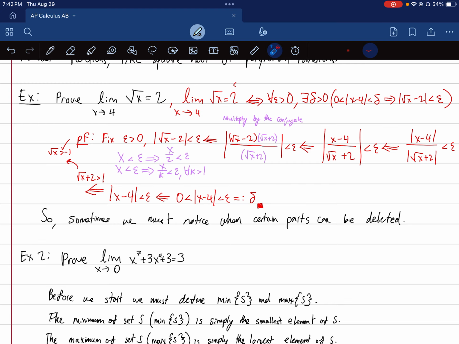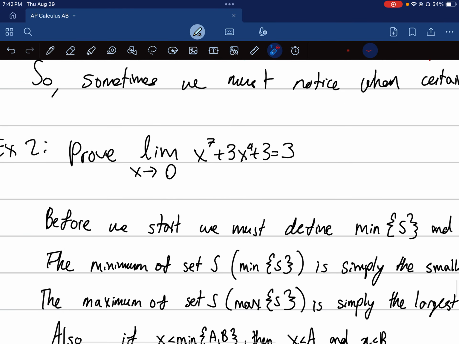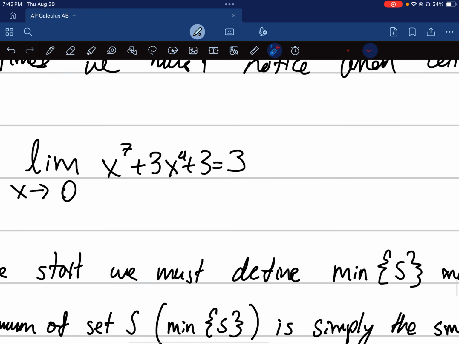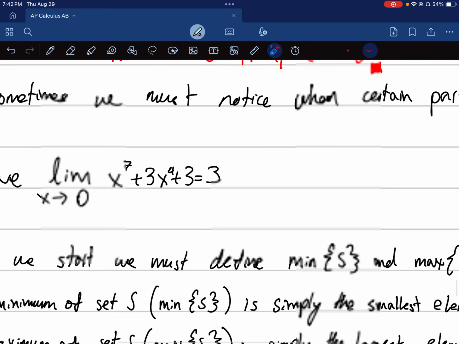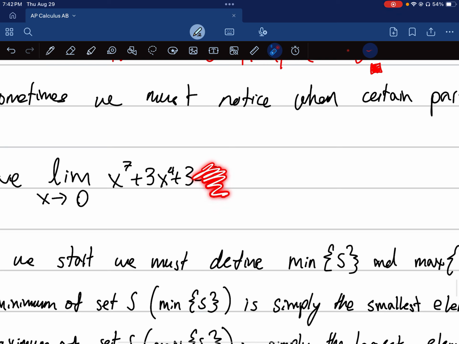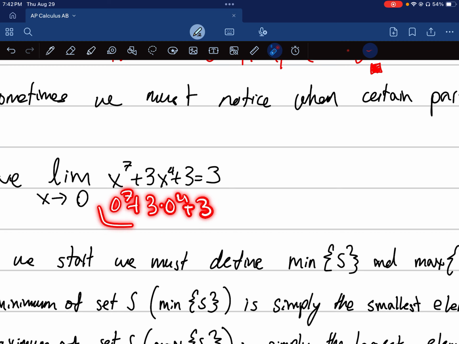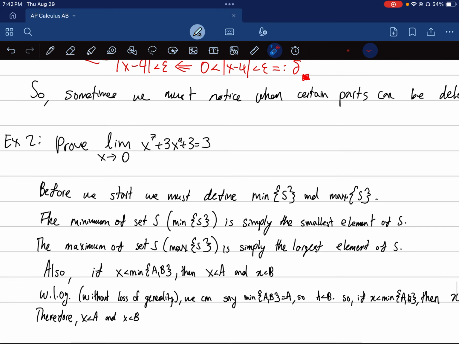Example number 2, we're going to go to polynomials. So prove the limit as x approaches 0 of x to the power of 7 plus 3x to the 4 plus 3 is equal to 3. First, let's say we didn't even have this. If you saw the last video, you would know how to compute it. We try plugging it in: 0 to the 7 plus 3 times 0 to the 4 plus 3. This is 0, so plus 3, so we just get 3. So this seems to be right, but now we're going to actually prove it.